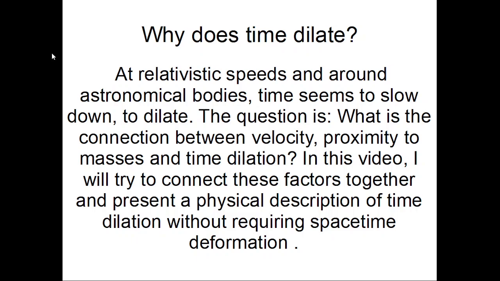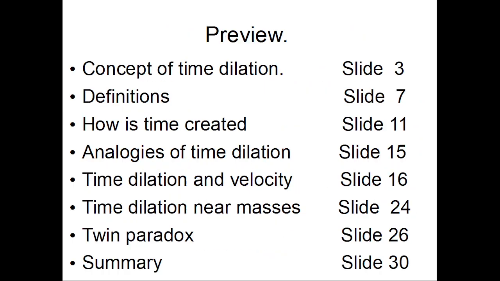We know that at relativistic speeds and around astronomical bodies, time seems to slow down, expand, dilate. The question is, what is the connection between time dilation, velocity, and proximity to masses? In this video, I will try to connect these factors together and present a physical description of time dilation without relying on the shape of spacetime.